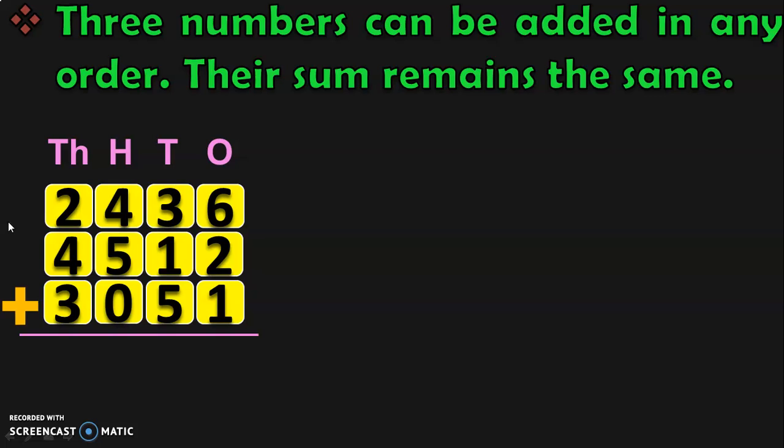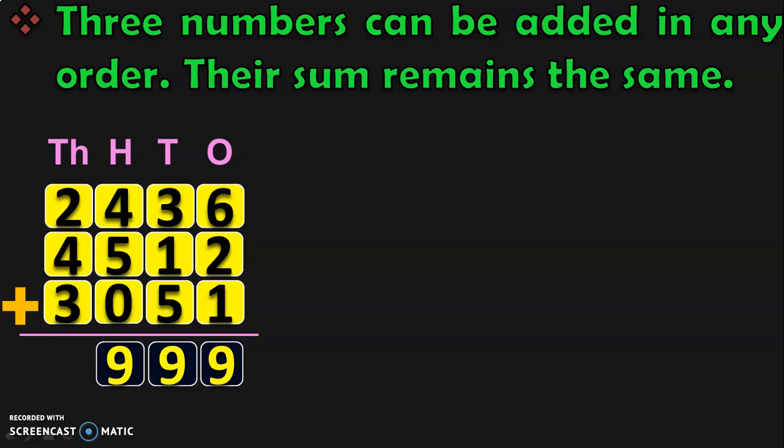Start the addition from the ones place. 6 plus 2 will give you 8. 8 plus 1 will give you 9. Next move on to the tens place. 3 plus 1 will give you 4 and 4 plus 5 will give you 9. Next move on to the hundreds place. 4 plus 5 will give you 9 and 9 plus 0 will give you 9.